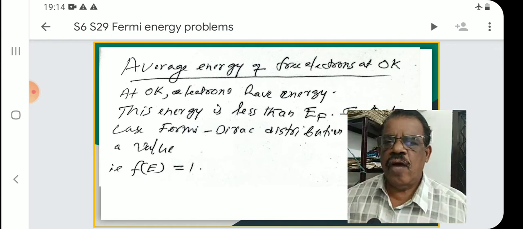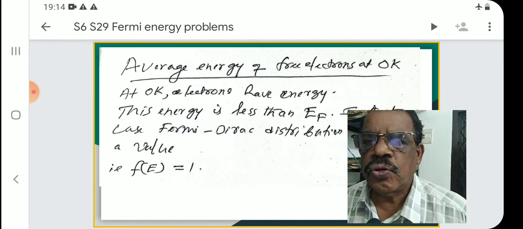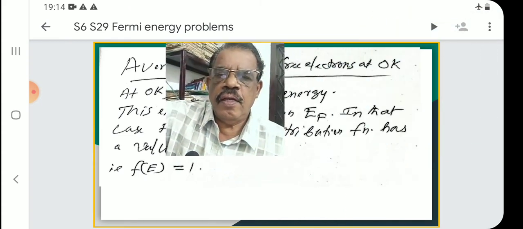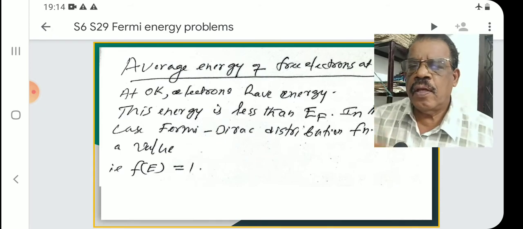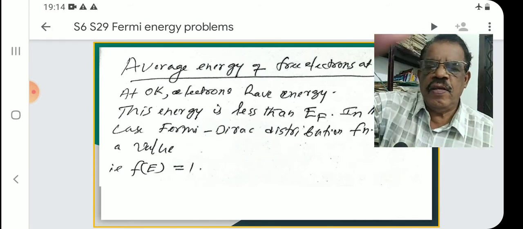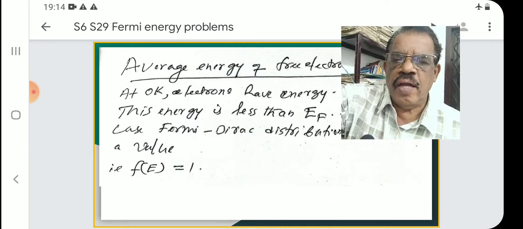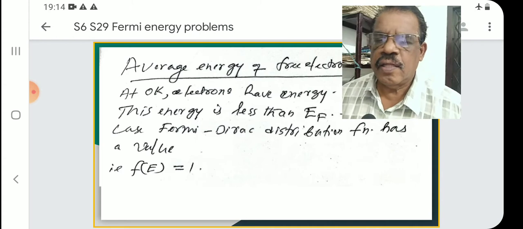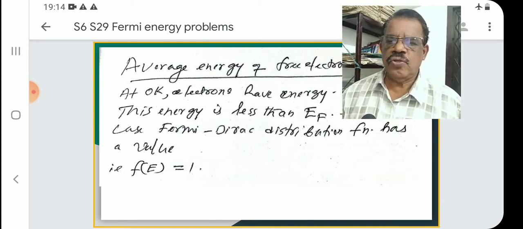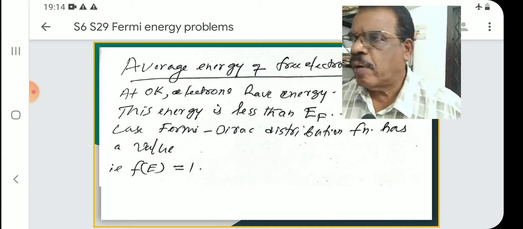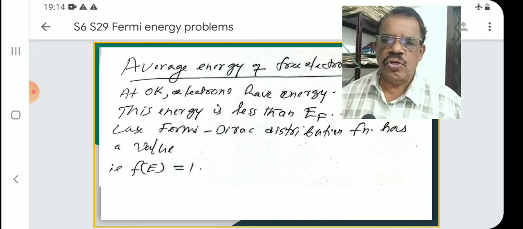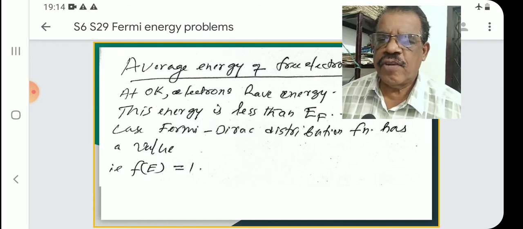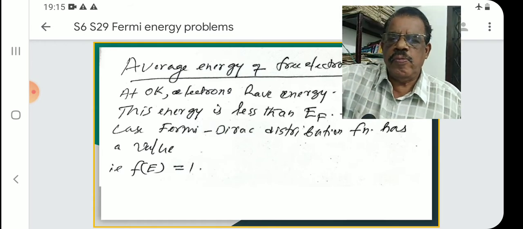Average energy of free electrons at 0K. At 0K, electrons have energy less than the Fermi energy EF. In that case, the Fermi-Dirac distribution function Fe has a value, and that value is 1. Fe is equal to 1. This Fermi-Dirac distribution function is also called a probability, which is equal to Ni by Gi.